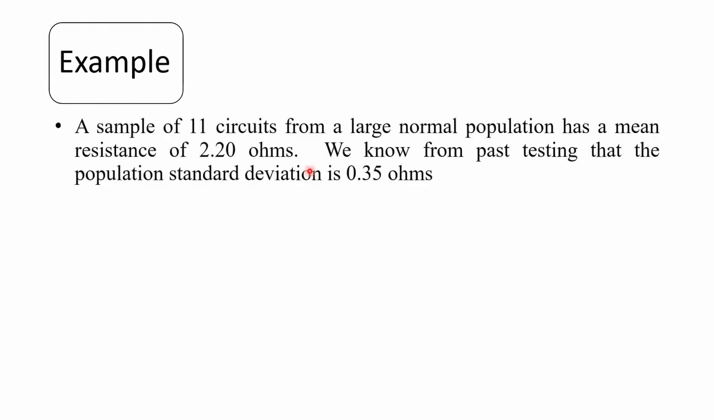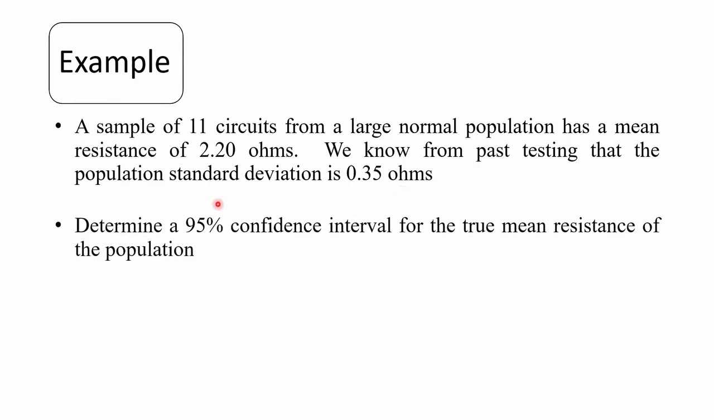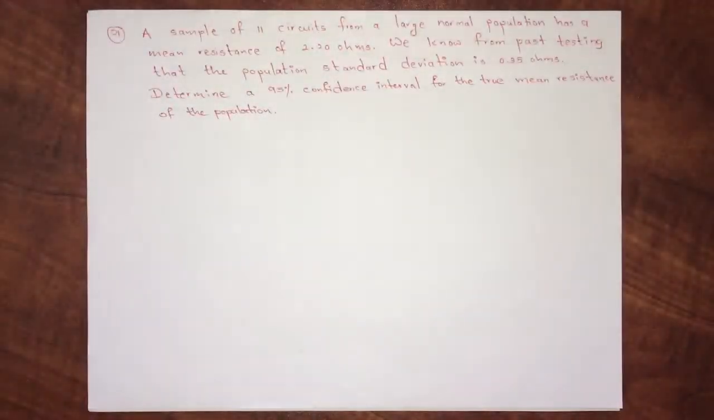So you're given a sample of 11 circuits from a large normal population has a resistance of 2.2 ohms. We know from past testing that the population standard deviation is 0.35 ohms. So what's the question that they're asking? Determine a 95% confidence interval for the true mean resistance of the population. So let's have a look at how we go about answering this particular question. Right, let's have a look at how we solve this.